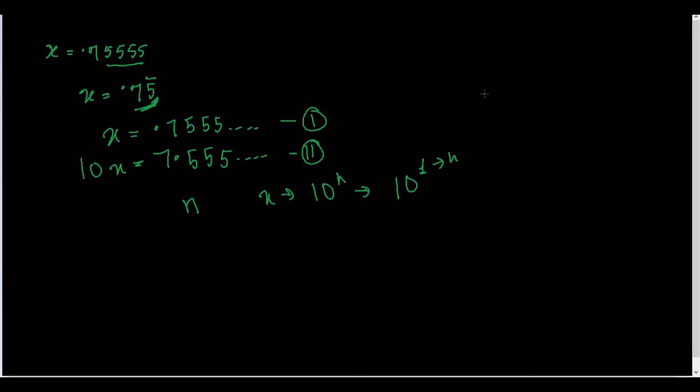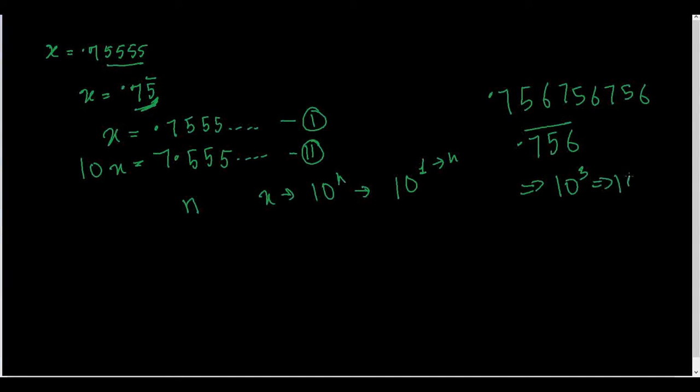If we had something like 0.756756..., that means a pattern of 3 digits is recurring here, so we would have to multiply it by 10 to the power 3, that would be 1000. Since here only one digit is repeating, we multiply by 10 to the power 1, that is 10. This is the reason we are multiplying it by 10.